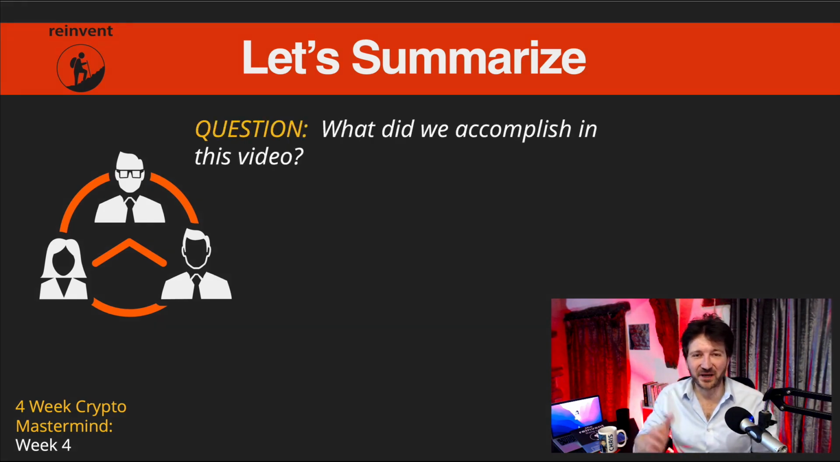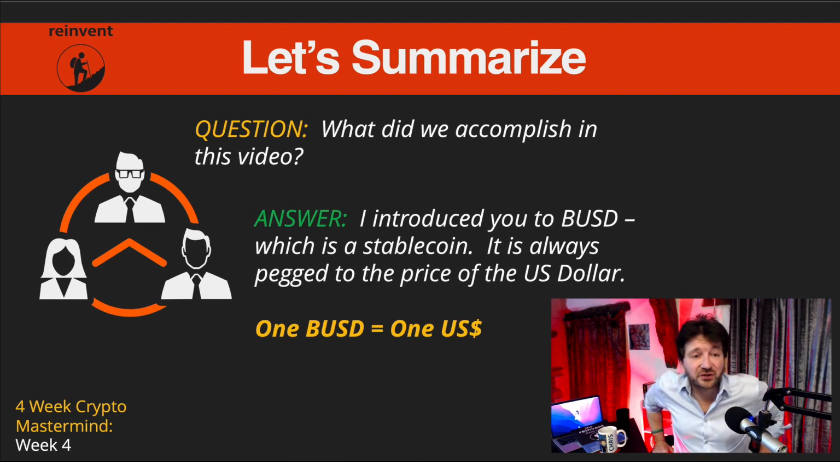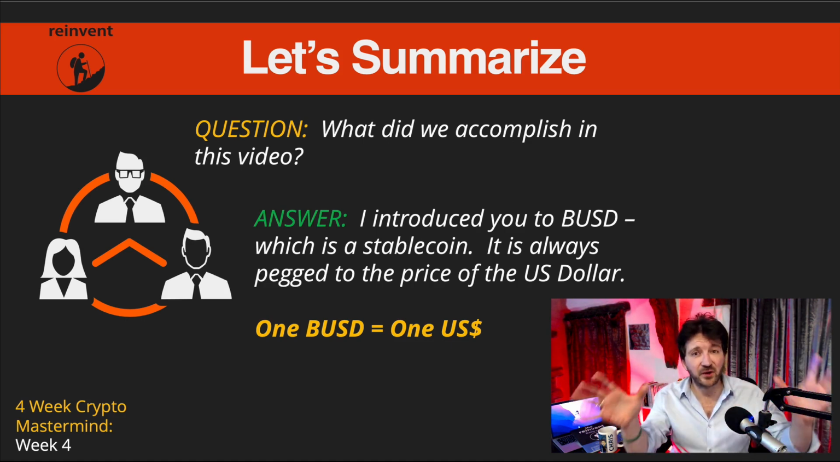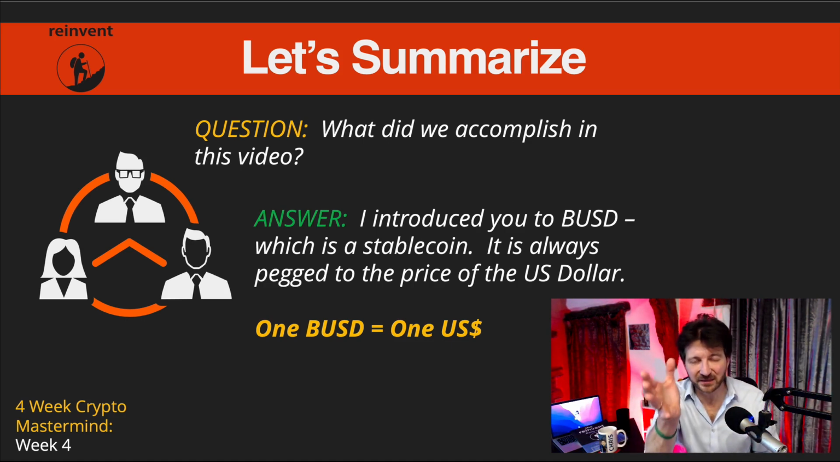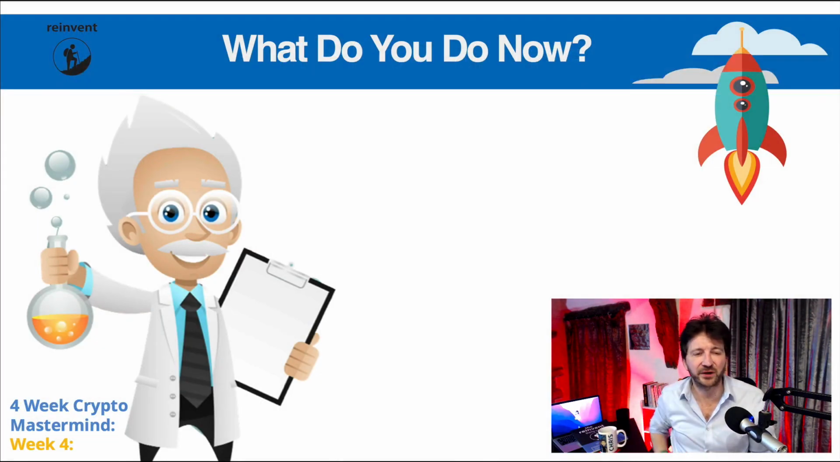Okay, so let's summarize. What did we accomplish in this video? Well, I introduced you to BUSD. It's a stablecoin. It's always pegged to the price of the US dollar. One BUSD equals $1. We might go and buy some BUSD as we continue here in week 4. We'll see. We may not need to, may not want to, but we now have the option to, and we will come back to this as we progress, okay? But I just want you to understand what BUSD is. Essentially, it's a digital dollar. That's the easiest way to get our head around what it is.